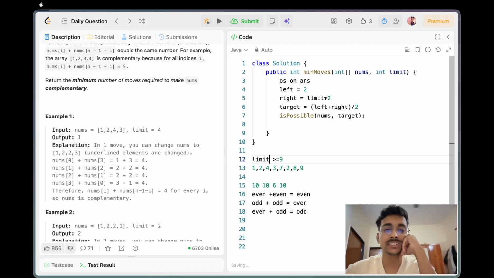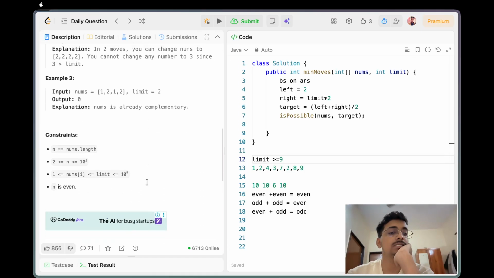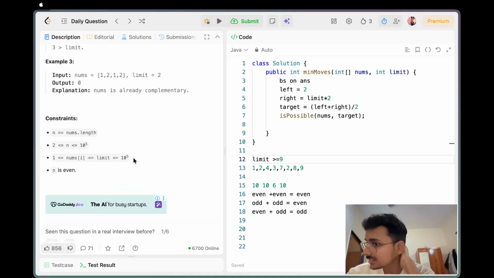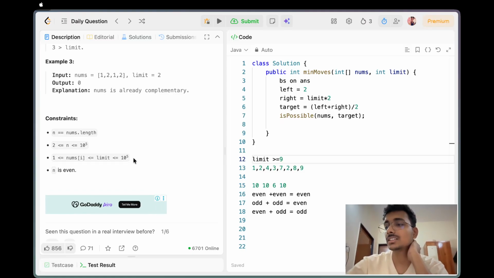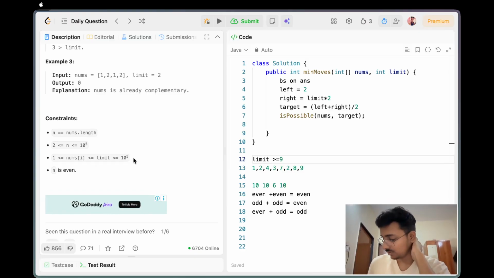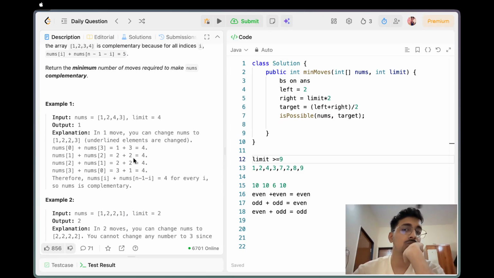Okay, limit is greater than or equal to 9. So yeah, it's good that limit is greater than or equal to 9. Then I don't even need to consider the values from 2 to limit. I just need to consider the values from limit to twice the limit.